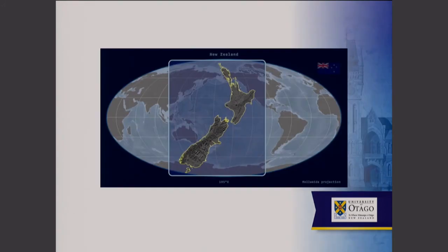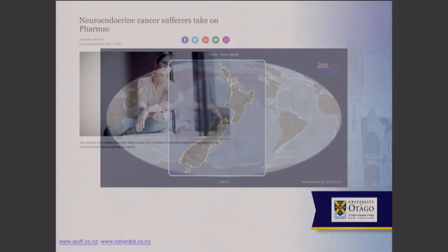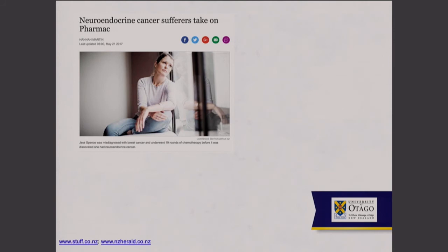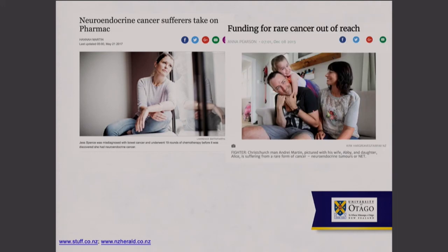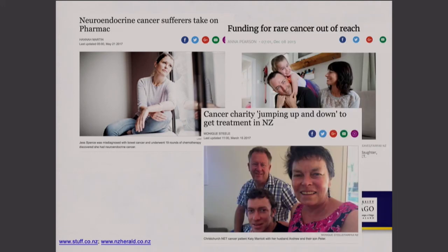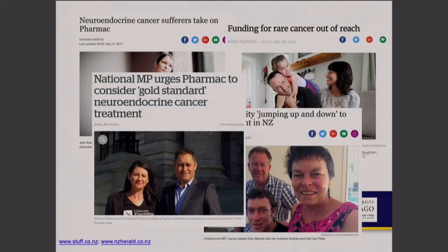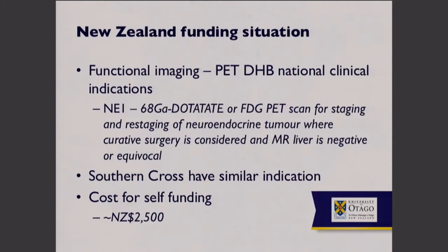So leading on to the New Zealand situation, if you Google neuroendocrine tumours and put in New Zealand Herald, you get a bunch of pictures about people who can't get treatment. Siobhan Conroy is the CEO of the Unicorn Foundation, which is the patient neuroendocrine tumour charity, and she's been working tirelessly to try and improve what we're able to do for patients in New Zealand.